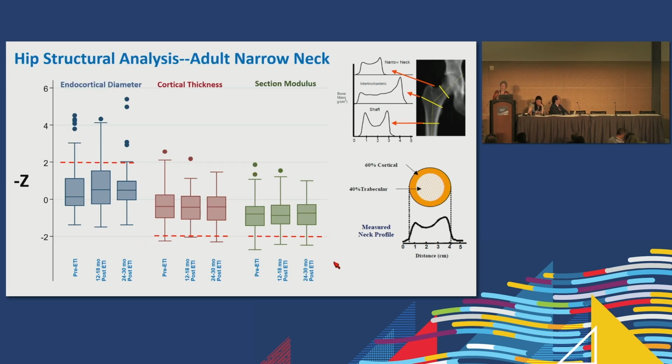Endocortical diameter. Having a larger endocortical diameter is considered more negative with respect to bone strength. You can see our adults with CF tend to have higher Z-scores for endocortical diameter. Cortical thickness was also slightly lower, and section modulus was slightly lower. But we didn't see changes with ETI therapy out to 30 months.